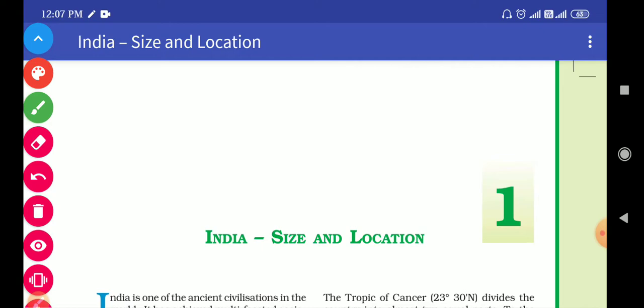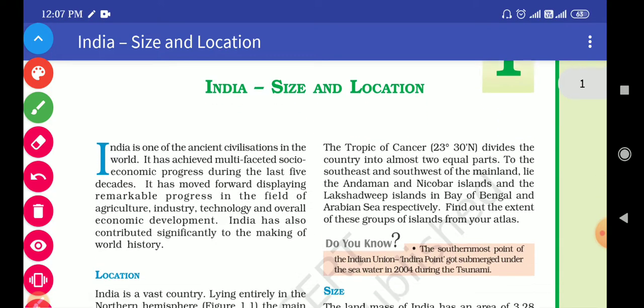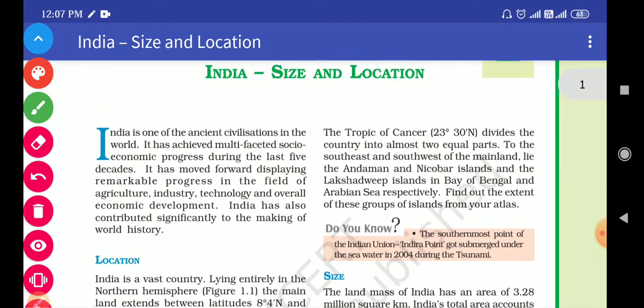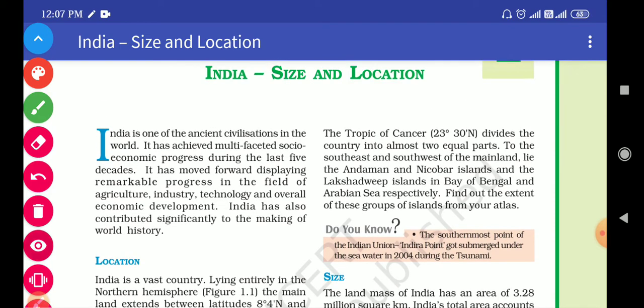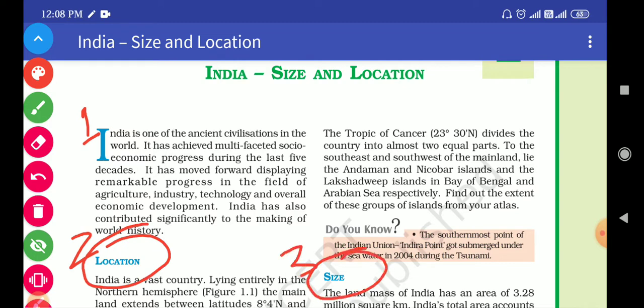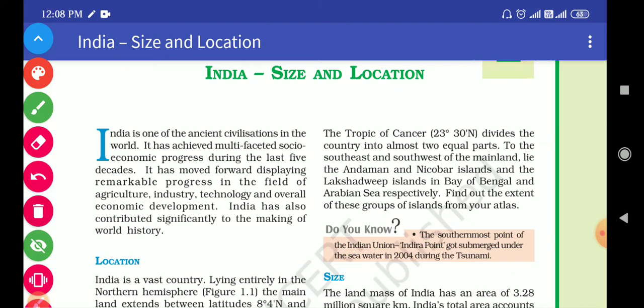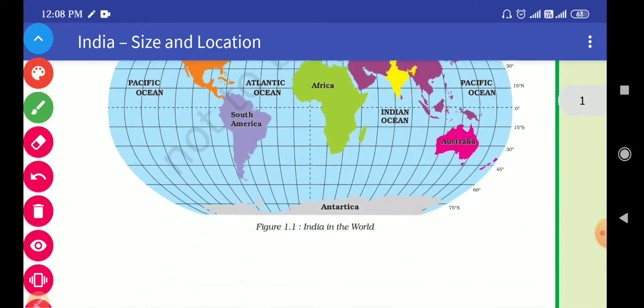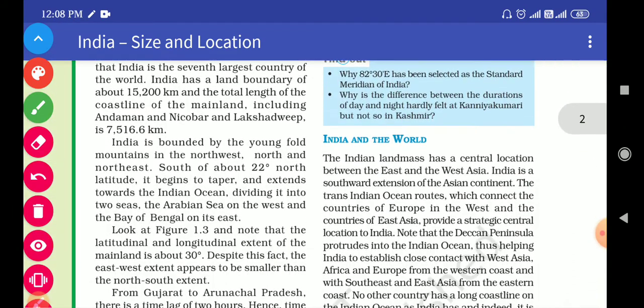In this chapter, we are going to deal with 5 topics. So I would like to show you those 5 topics. This is the first one. It will be your introduction. This is the second one. This is your location. This is the third one, which is size. Now after that, see the fourth topic here. This is your fourth topic.